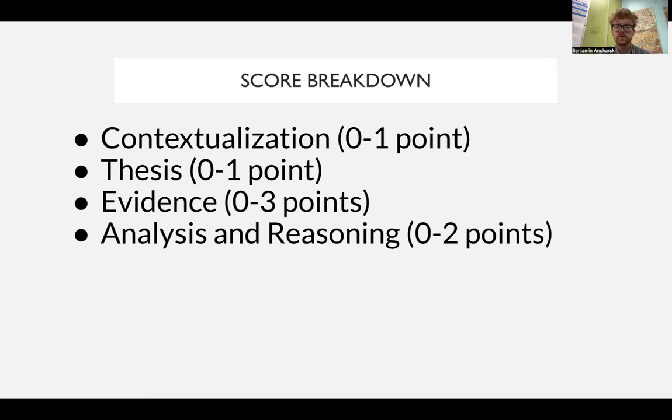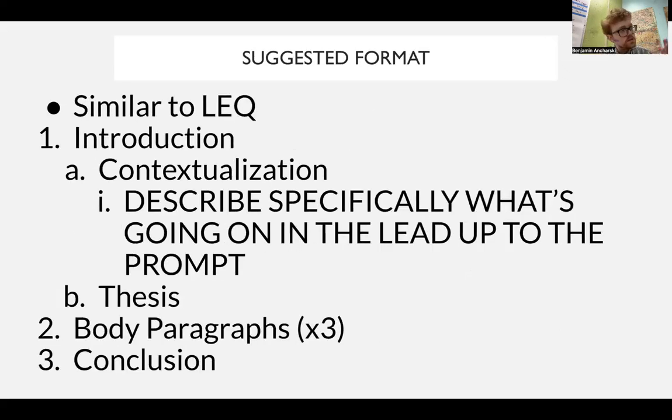This is the score breakdown. You can see this in literally any College Board resource for AP World and for any AP history class: context, thesis, evidence, analysis, and reasoning. I'll go over each of those points. This is the suggested format. I'll go into what the body paragraph should look like, but your intro should look like this, basically. This is where you establish context, which is either what's going on during the prompt or what's going on before the period of the prompt. Then you have your thesis.